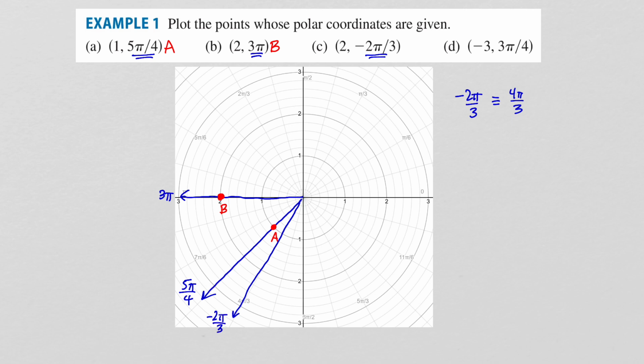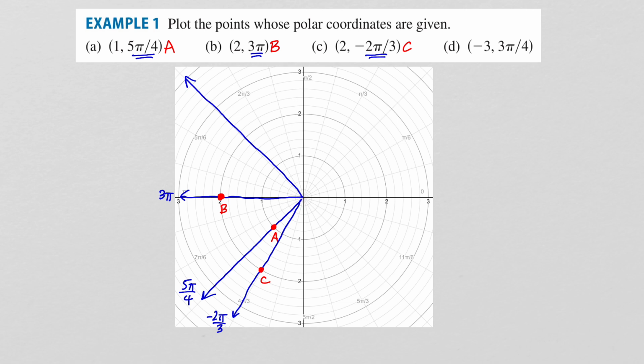And now we are going to travel a distance of 2 units in that direction. And so this will be point C. And finally, we have the polar coordinates negative 3 and 3 pi over 4. So 3 pi over 4, that's easy enough to find. On our polar axis, 1 pi over 4 is here, 2 pi over 4 is here, and 3 pi over 4 is this angle right here.